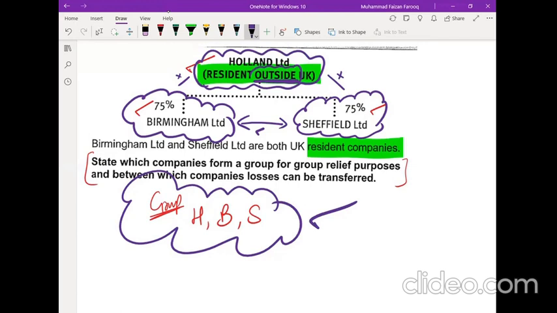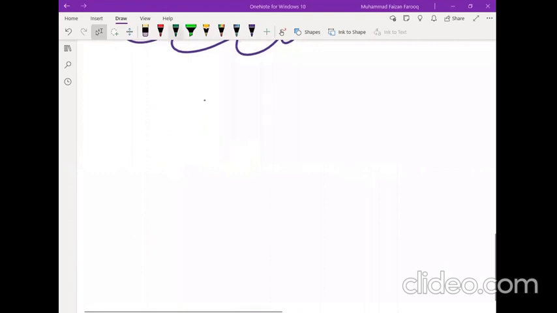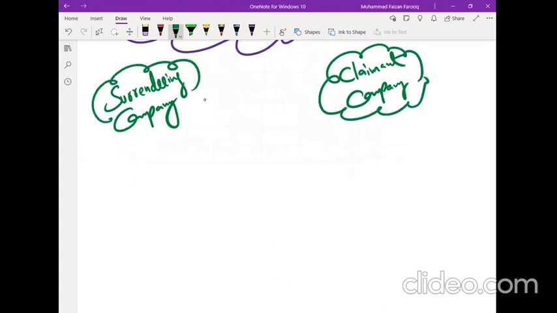Got it. Please note it down. Let's solve a question on how to claim loss relief. In order to learn this, we have to learn two terms: one is surrendering company, and the second term is claimant company. What does this mean? We are going to learn now. Surrendering company is a company who suffered loss, who incurred loss, and claimant company is the one who is claiming the loss.